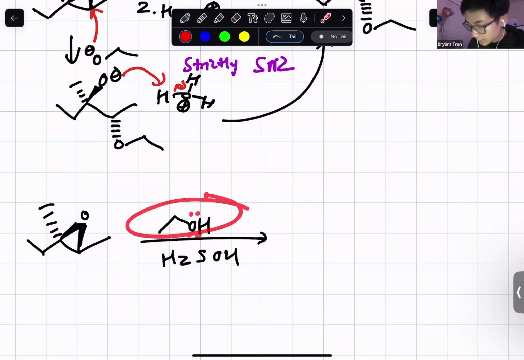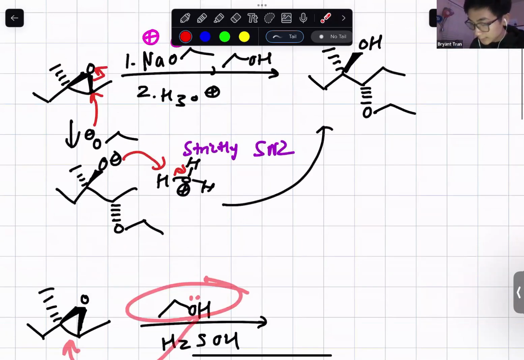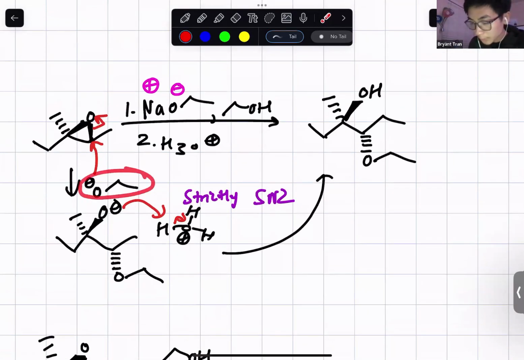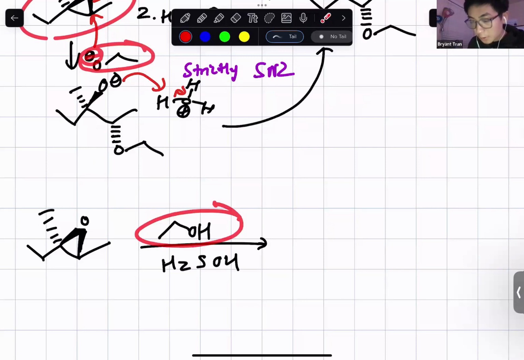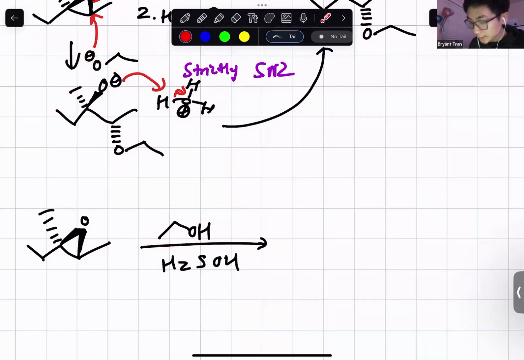Because it's weak, it cannot directly attack the epoxide right away. In the previous example, the strong nucleophile with the O minus negative charge was strong enough to attack the epoxide right away, but this weak nucleophile can't do that. What we have to do is react this epoxide with the strong acid. So the first step is going to be an acid-base reaction.